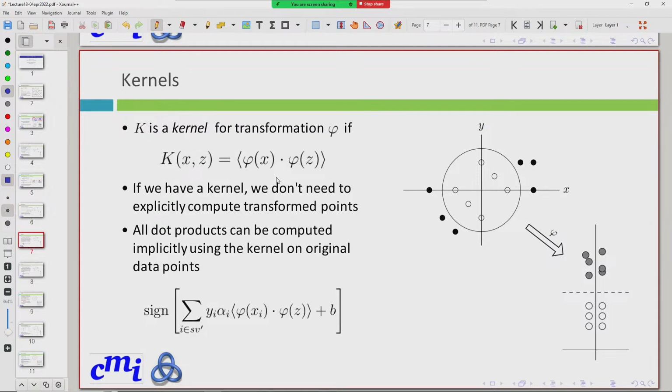Now you can see that the solution can be written in this form. That dot product has gone away and just k has shown up. So, this is all you have to do.